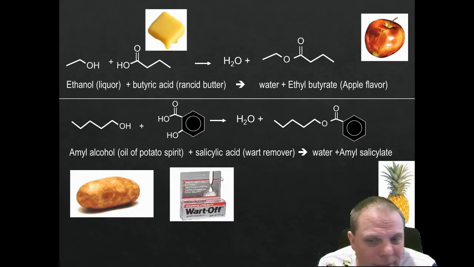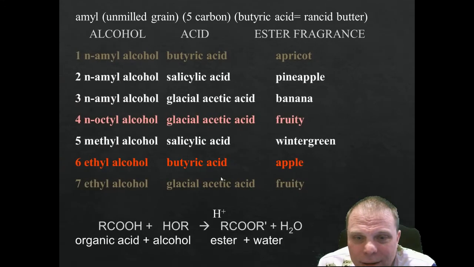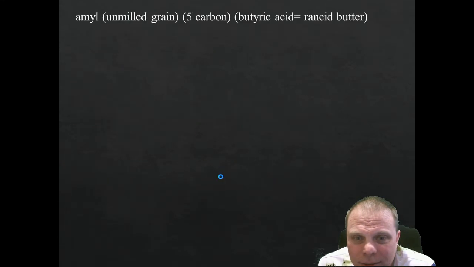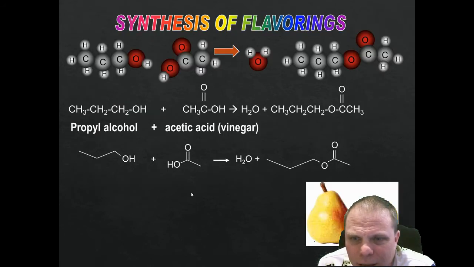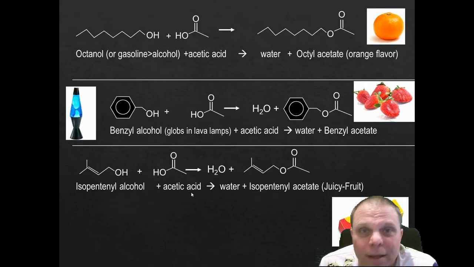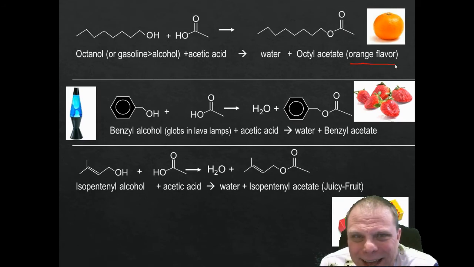All right. I'm missing some of my little labels here. So I'm going to come back. Okay, there we go. All right, so now let's look at this one. We have octanol, which is basically gasoline, and we put that with acetic acid. We get our orange flavor. What? Gasoline gives me orange flavor? Yeah, it's kind of cool.